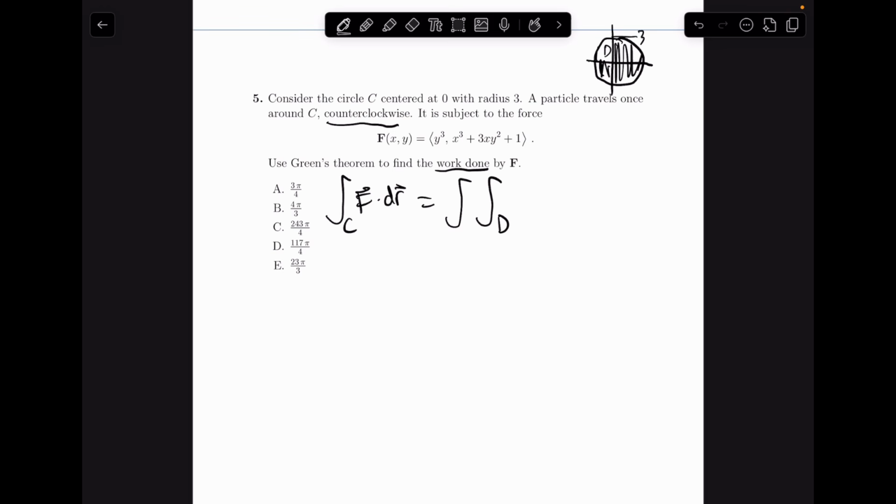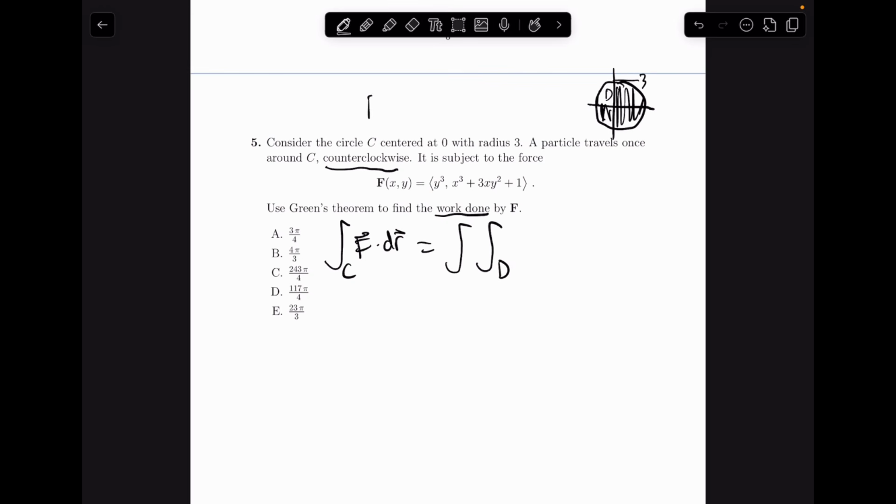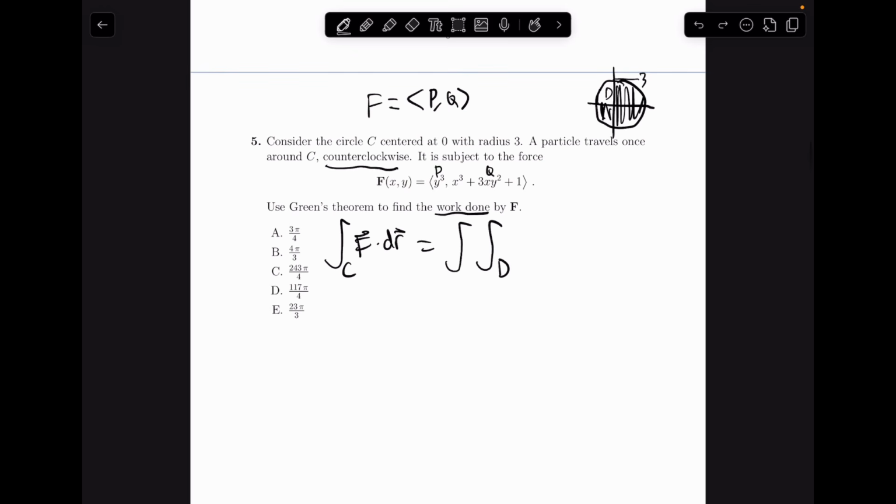Okay, and also, quick reminder, if we have some F equals P, Q, which is kind of what we have in this case. So this is our P, this is our Q. Green's theorem is going to tell us that this integral is equal to double integral of the x partial of Q minus the y partial of P dA. Okay. And dA just means dx dy or whatever you want to think of there.